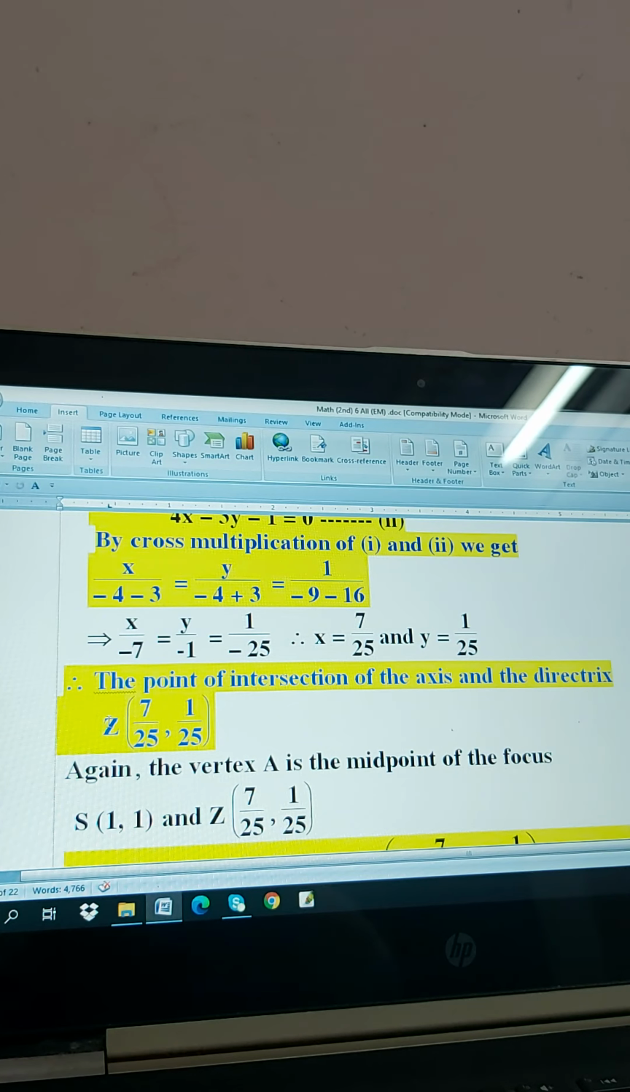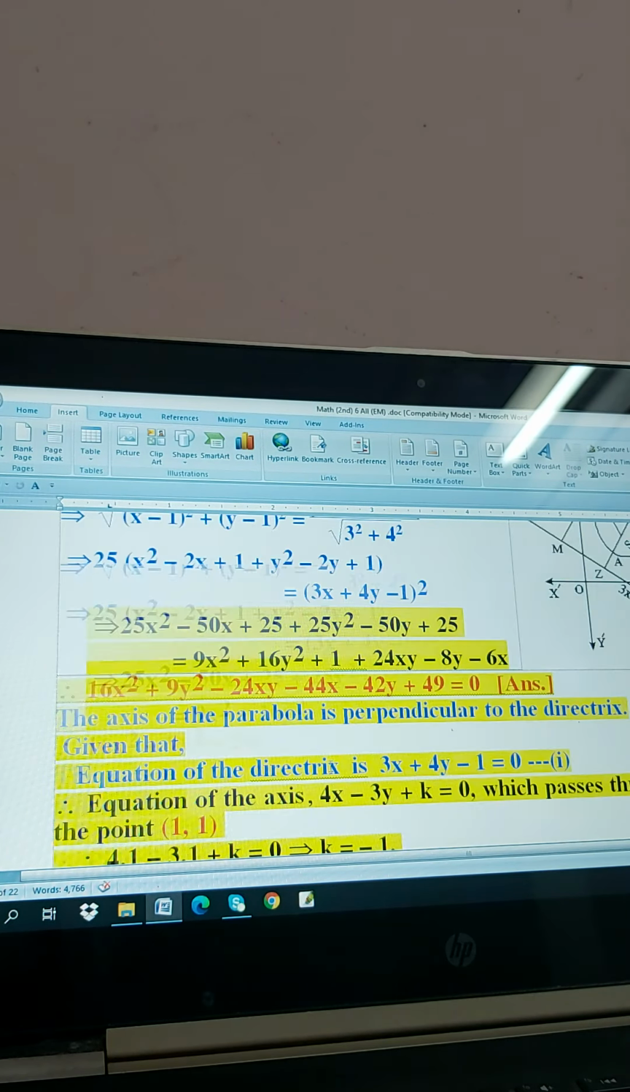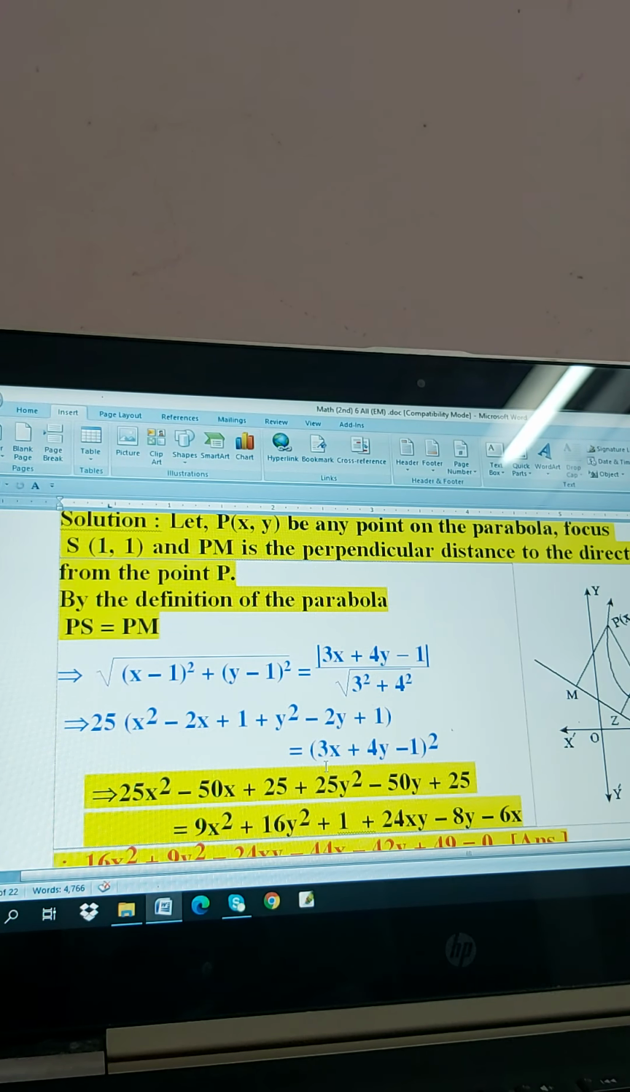Again, the vertex A is the midpoint of the focus and Z. From the above discussion, we have already discussed what A is. A is the midpoint of ZS, where A is known as the vertex, S is the focus, and Z is the point of intersection of the axis and the directrix.